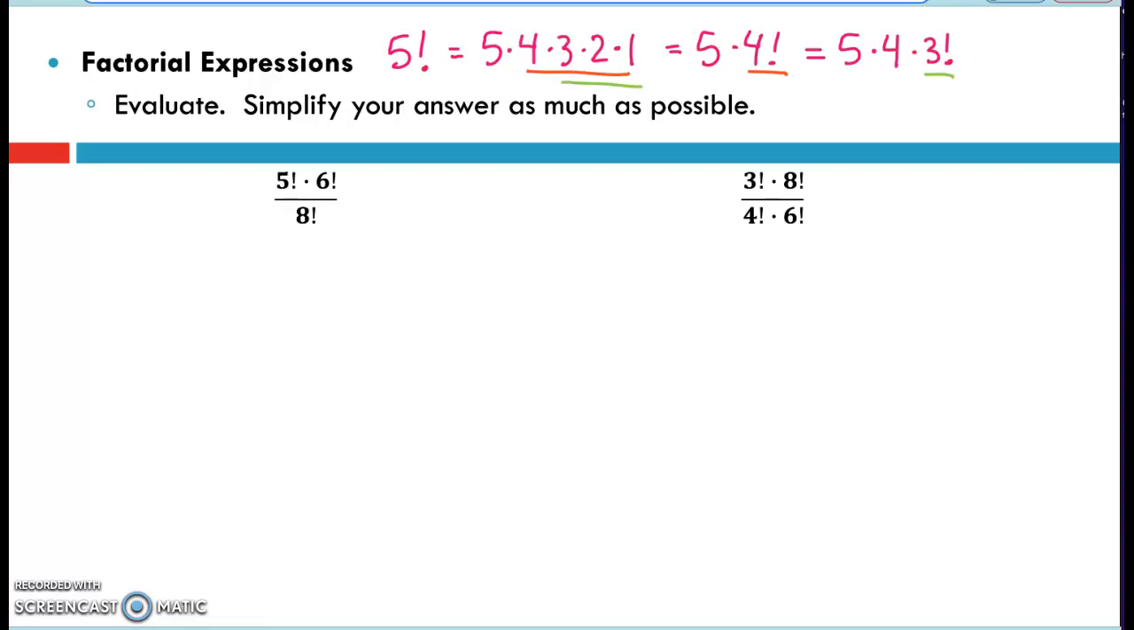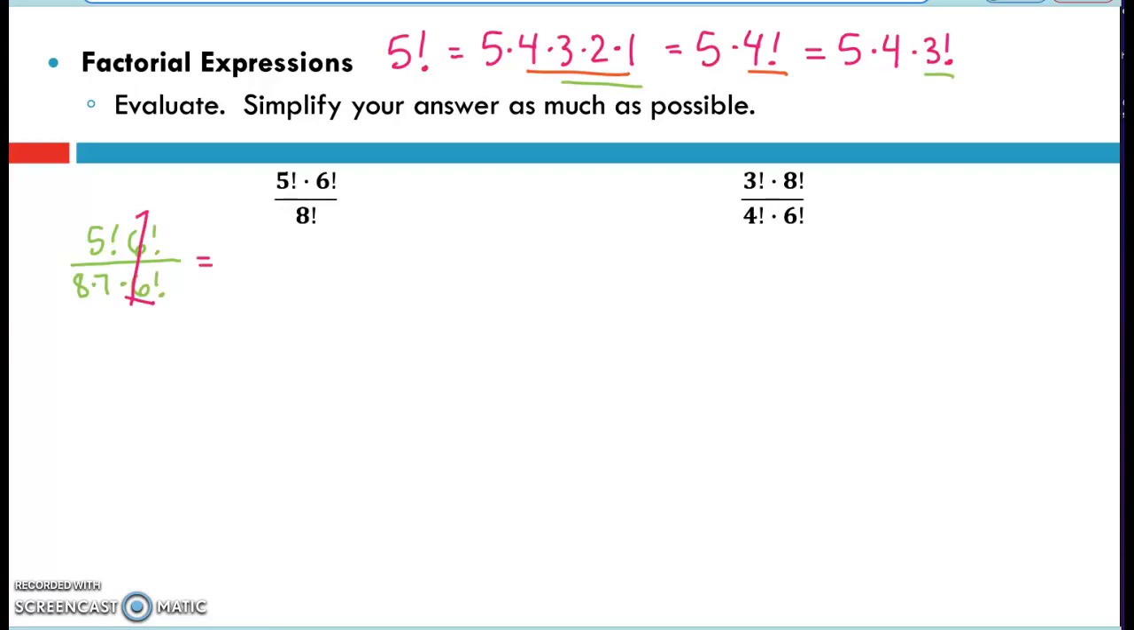We have 5 factorial over 8 factorial. But I know that 8 factorial is equal to 8 times 7 times 6 factorial. That was nice because now my 6 factorials, if they're under the same fraction, they will cancel. Think of them as canceling. I like to say, hey, that's actually equal to 1. 6 factorial over 6 factorial.